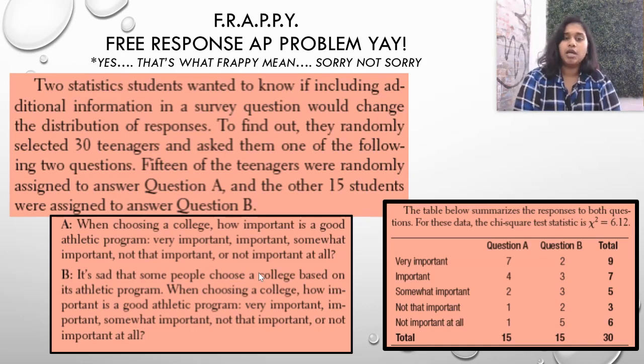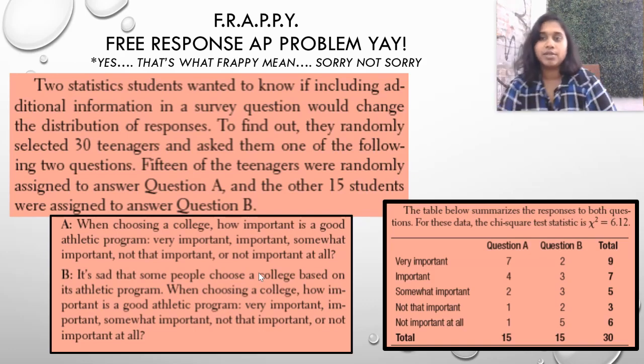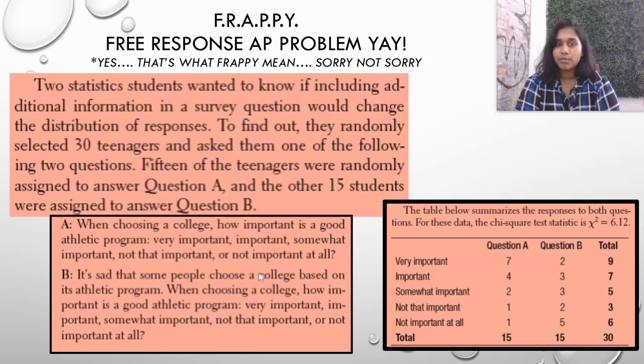A says, when choosing a college, how important is a good athletic program? Very important, important, somewhat important, not that important, or not important at all. Question B, however, gives this first sentence. It's sad that some people choose a college based on its athletic program. When choosing a college, how important is a good athletic program? Very important, important, somewhat important, not that important.